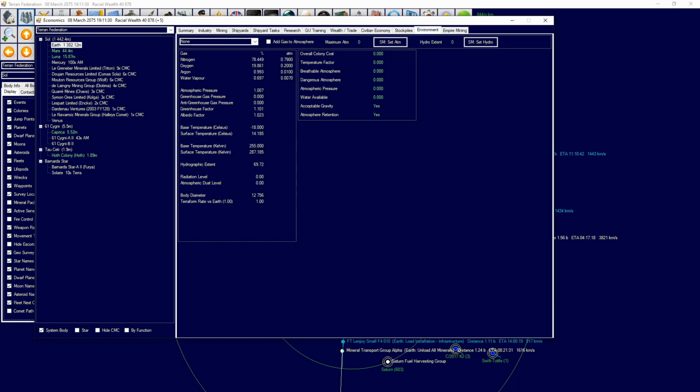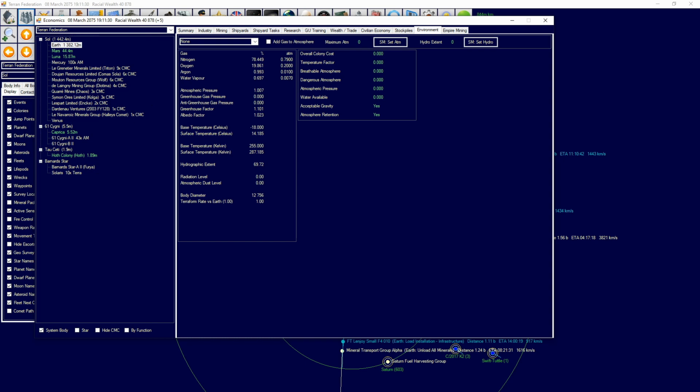Okay, so now we're going to go over to our terraforming tab. So you'll find your environment tab here, and you'll want terraformers in orbit. A terraformer is a ship or station with a terraforming module on it. You can also build terraforming installations and ship them to the place you want to terraform, and those require workers to be used. So keep that in mind. So as we can see, we have our very familiar colony cost window here. So we have overall colony cost, temperature factor, breathable atmosphere, dangerous atmosphere, atmospheric pressure, water available, accessible gravity, and atmosphere retention. Now, what do all these numbers correlate to each other?